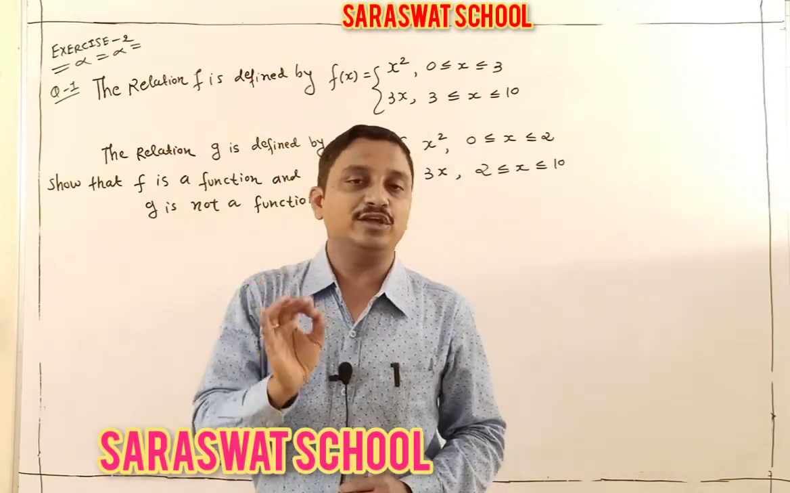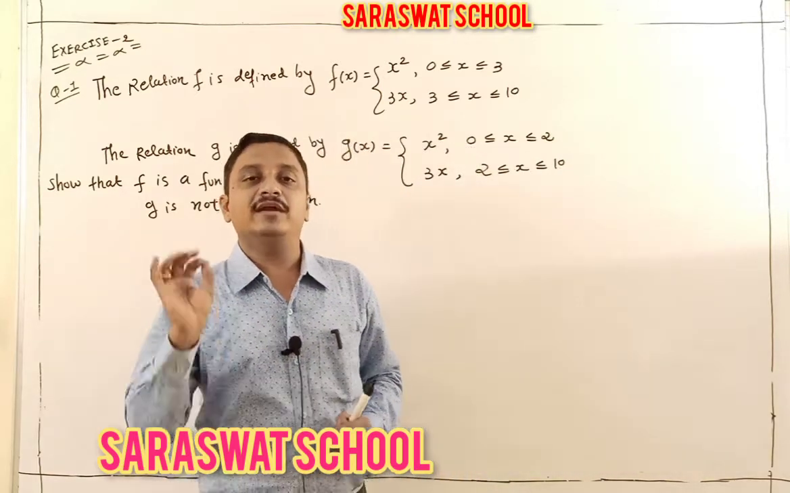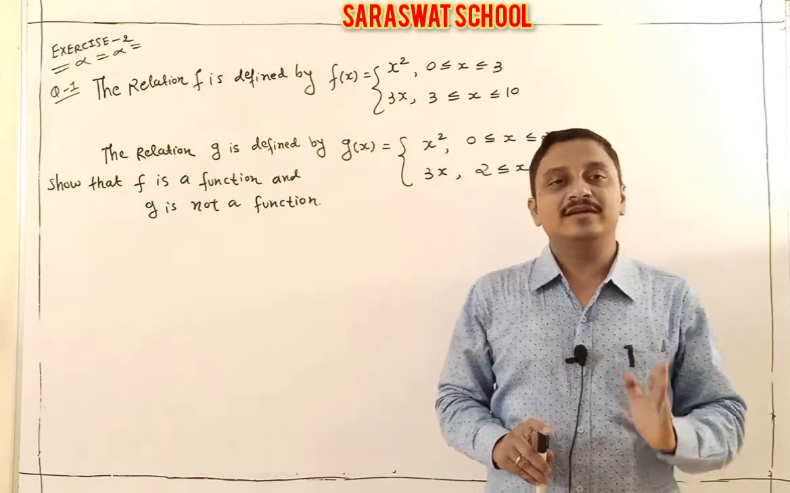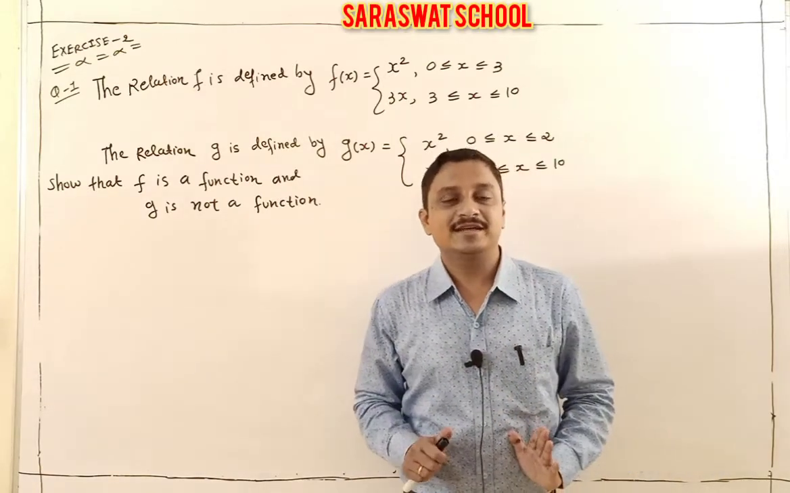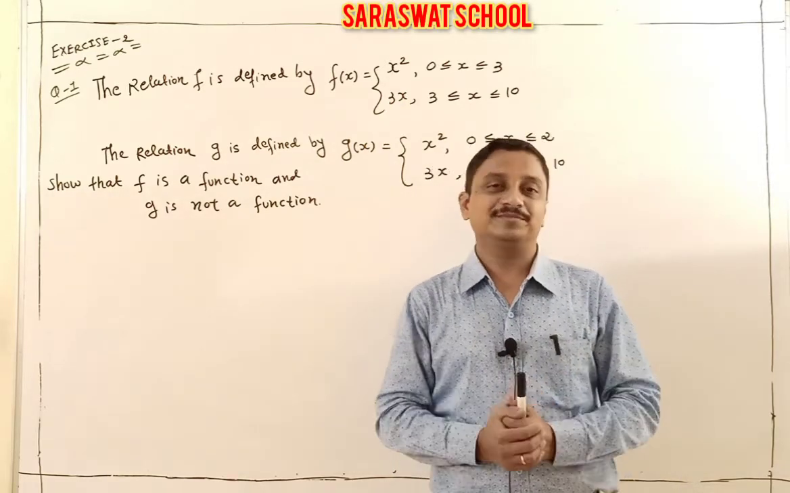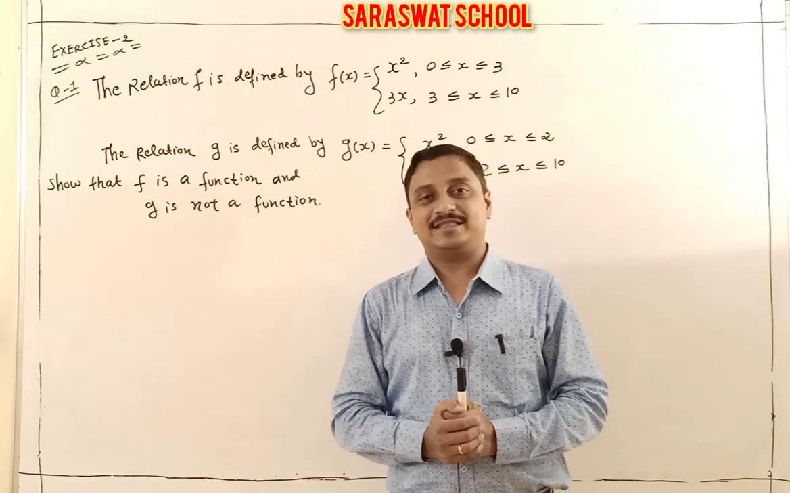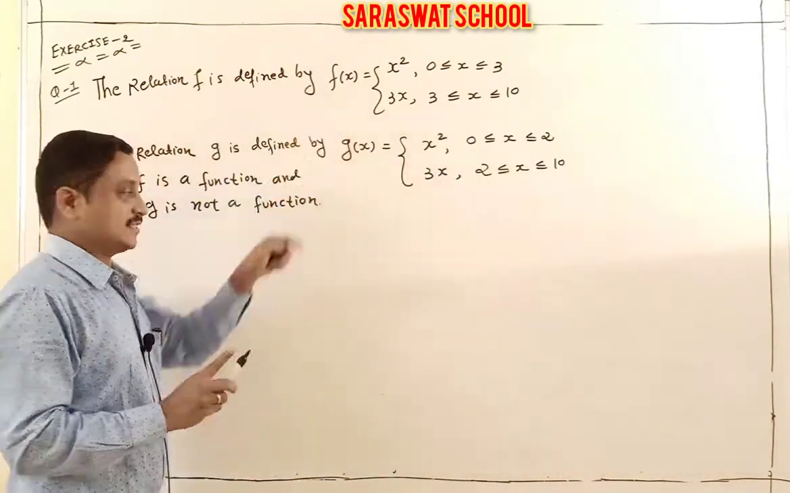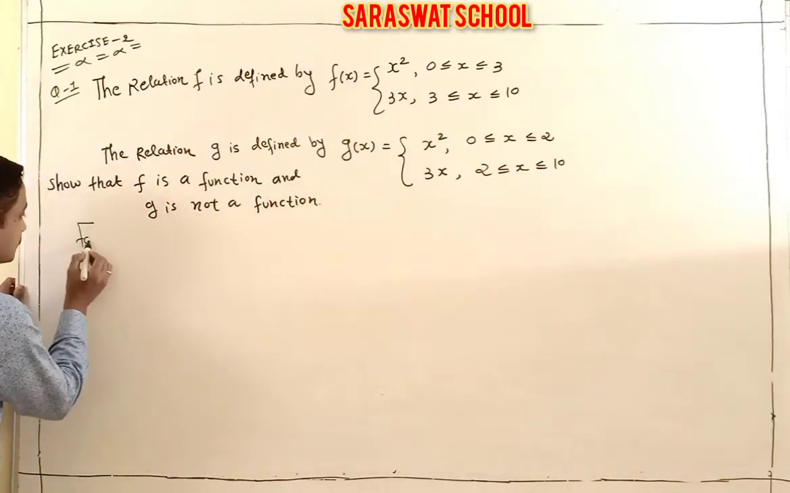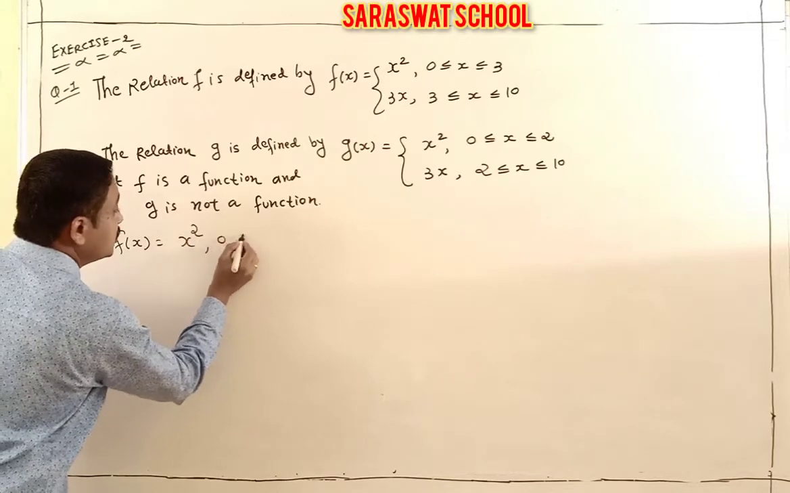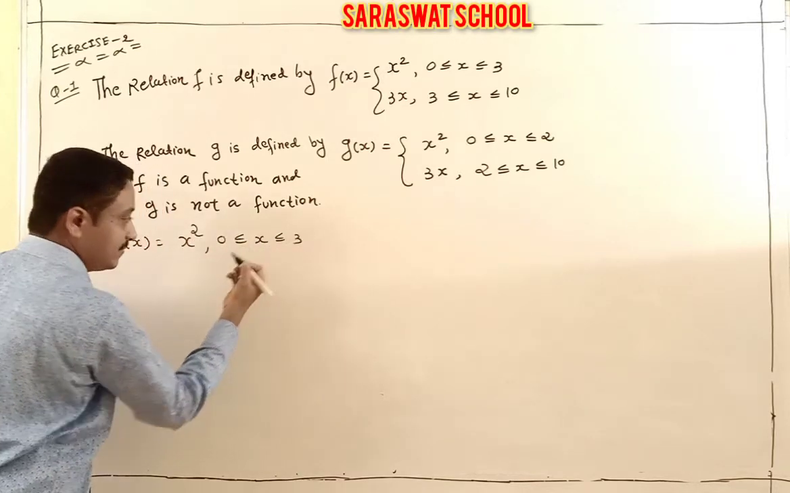So when is a relation a function? First of all, be clear in your mind: every domain element is uniquely associated with the codomain. Yes, then it is a function. So I start one by one with f(x). What is the first value of f(x)? x square, for 0 less than x less than 3.